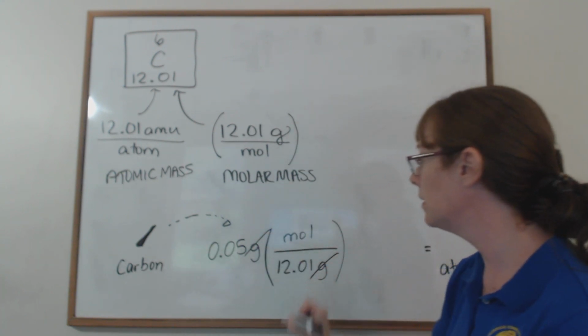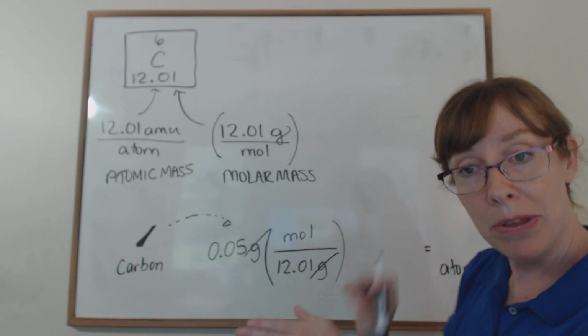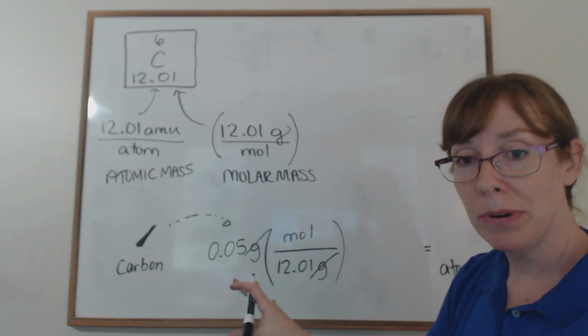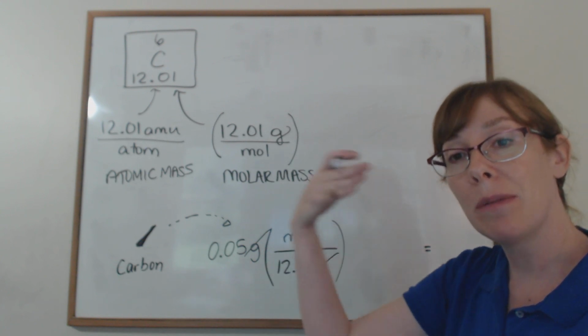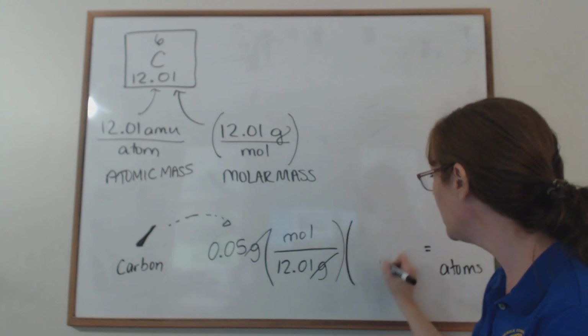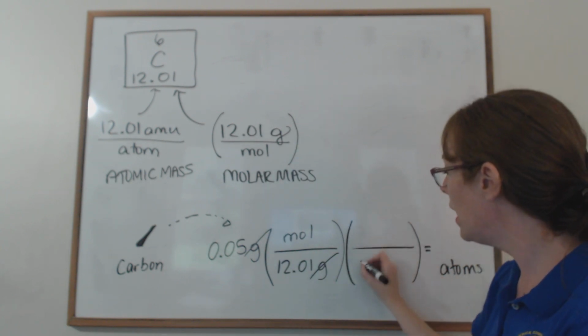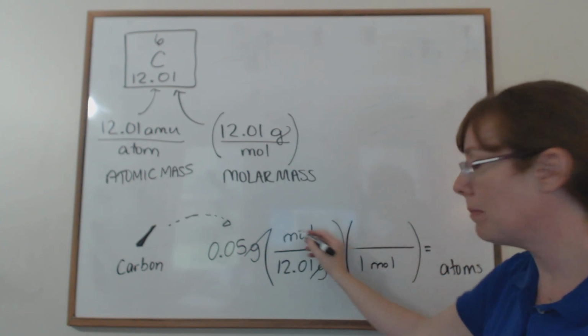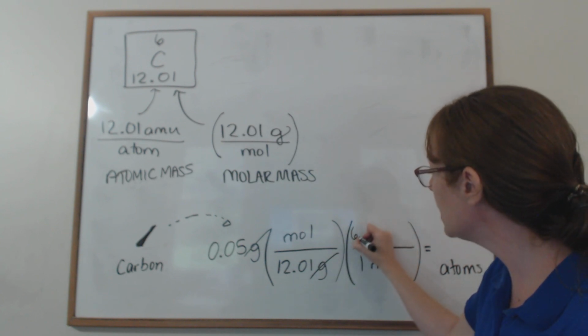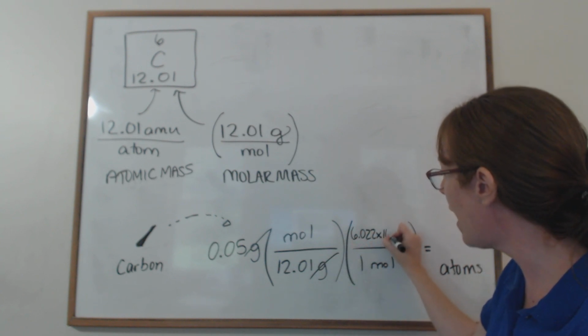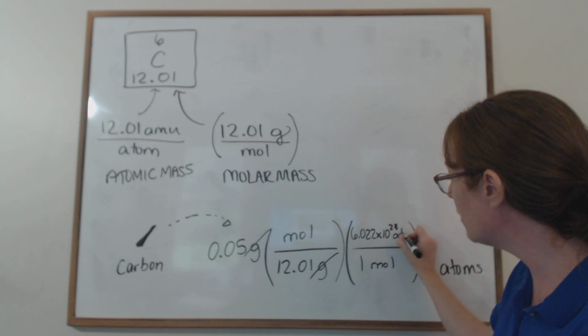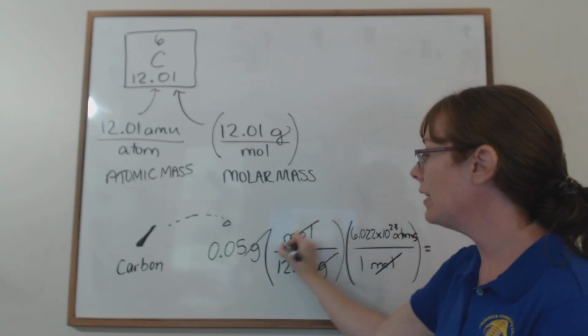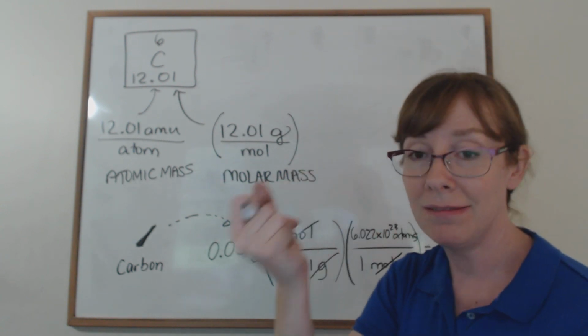Grams cancels. Now, do you remember the other conversion factor, the Avogadro's number conversion factor? That will tell me the number of atoms in a mole. So I'm just going to use that one here. In every 1 mole, I'm putting that on the bottom because I want him to cancel, there are 6.022 times 10 to the 23rd atoms. And now my surviving unit is atoms.